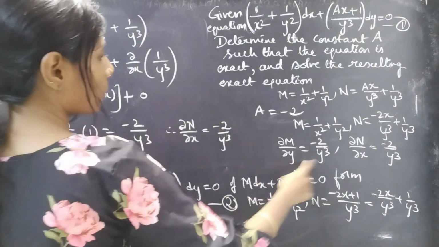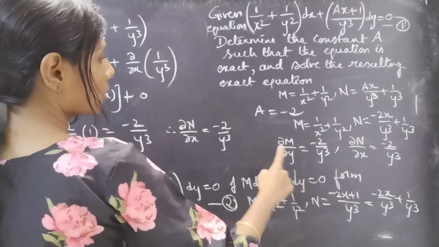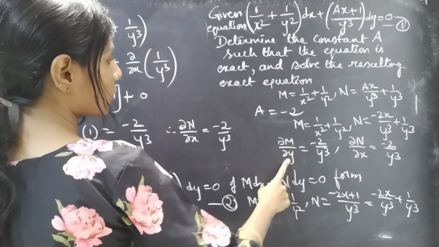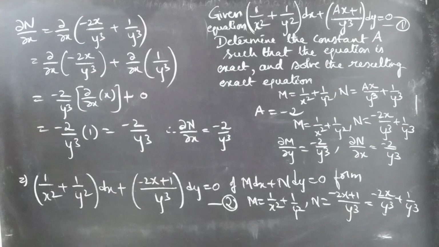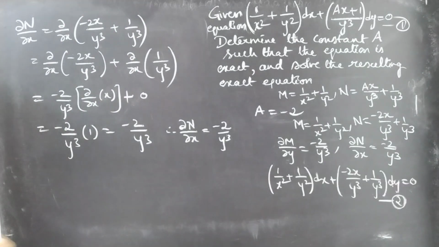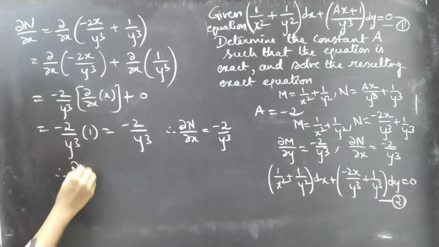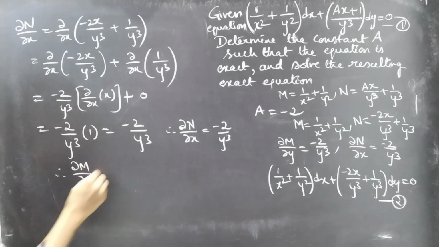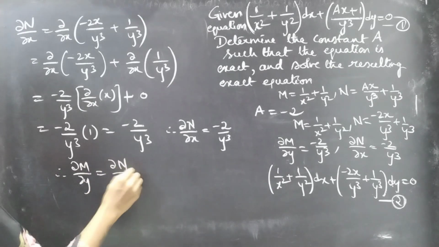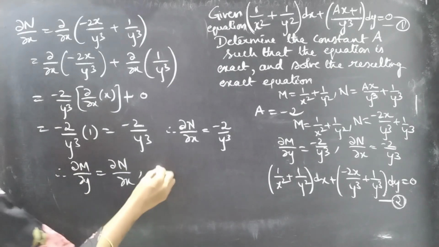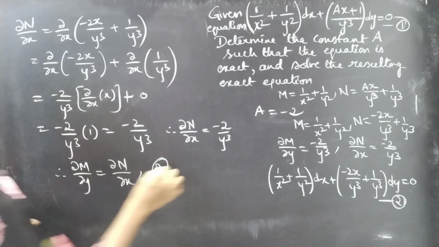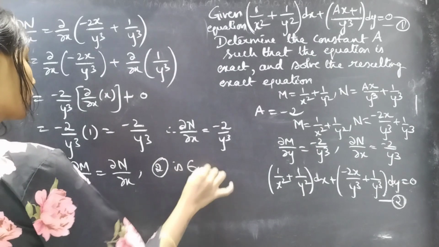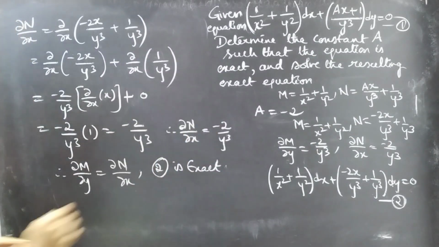See here, if you observe these two, we can say that the partial derivative of M with respect to y equals the partial derivative of N with respect to x. This shows that the resulting equation, that is equation 2, is exact. Now let's solve equation 2.